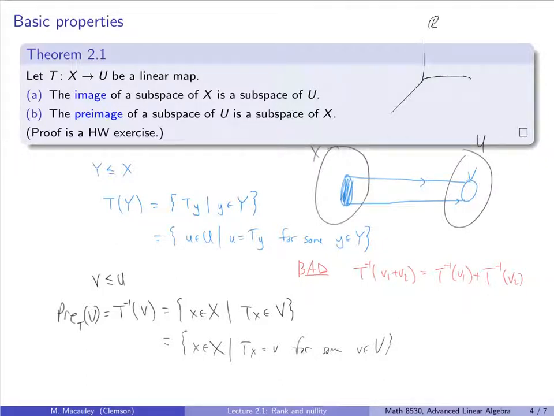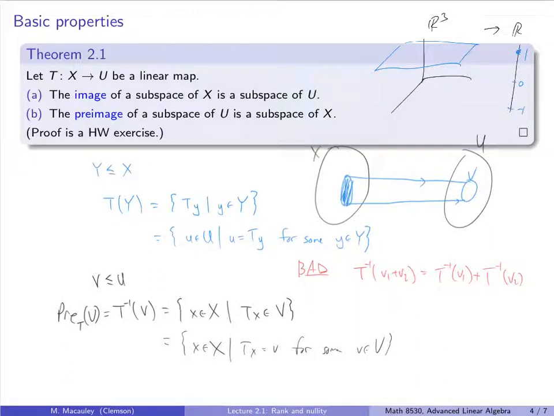So this is R3, and maybe you're mapping R3 to R1 by just the height. So it'll map this entire plane to this point. Then the preimage of, say this is 0, and this is, I don't know, 1, this is -1.